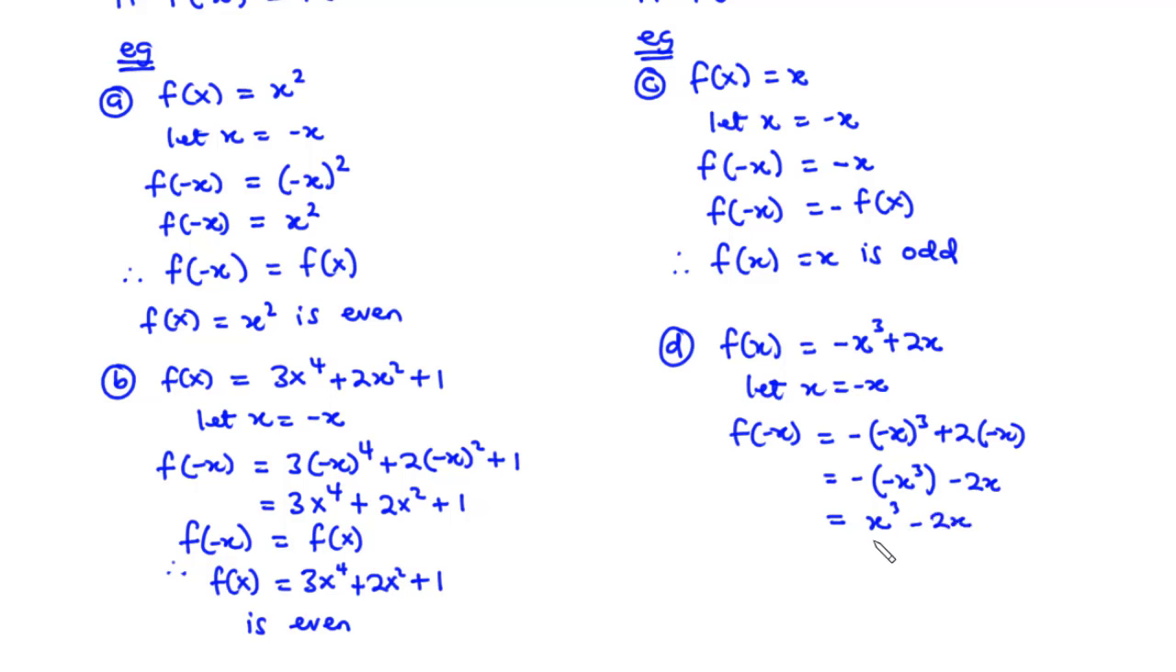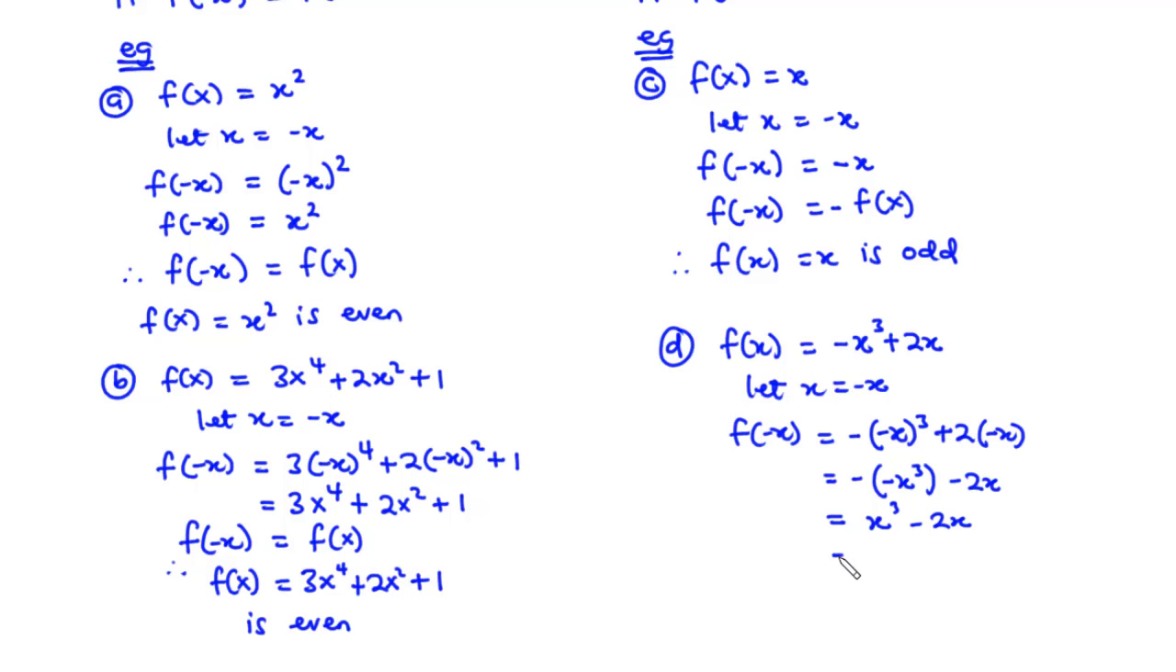Now looking at this expression, you realize that this is the exact opposite of f of x. Here we have the sign to be negative, this is positive, we have here to be positive, and this is negative. So since all the signs in the function changed or switched, it means that this is an odd function.